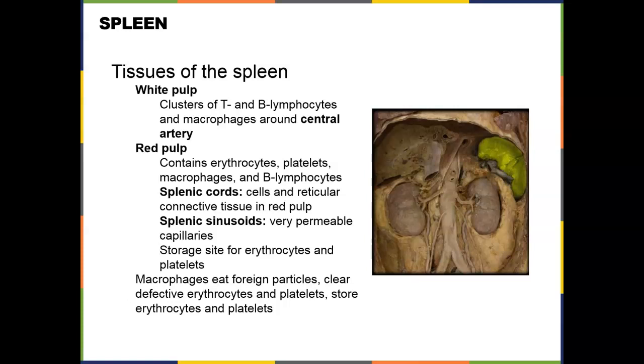Macrophages also will, of course, eat pathogens. They are non-specific. They just get rid of anything that is potentially damaging to the body. And then our B and T lymphocytes will, again, proliferate and differentiate if they notice that there are pathogens in the blood.